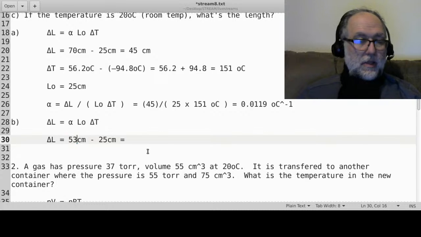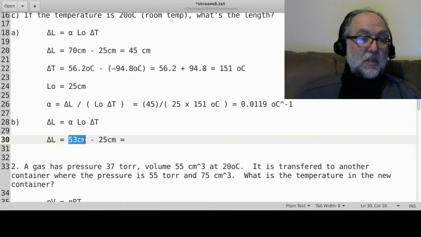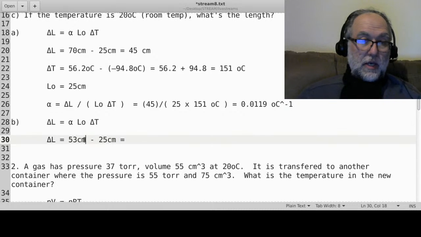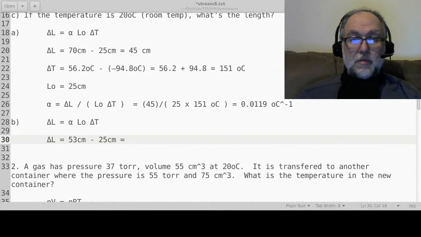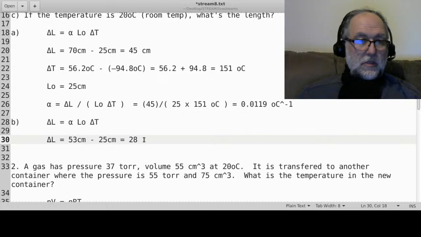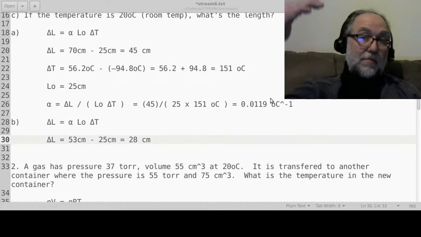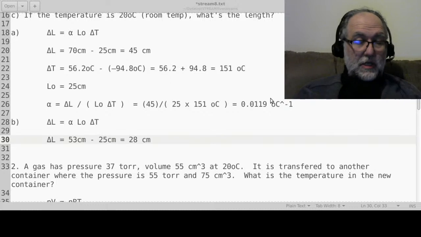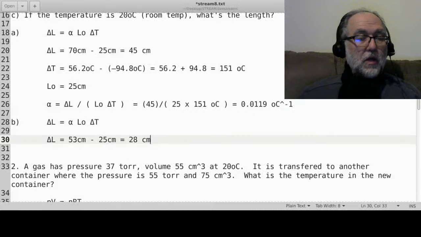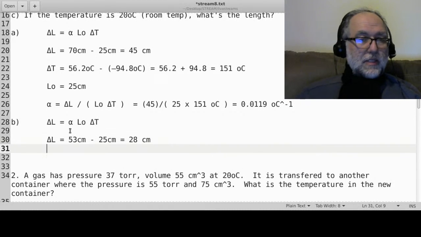So we start at 25, at acetone freezing, and we expand to 53, this unknown temperature. And what's that going to equal? Let me get that. It's 53 minus 25, which is 28. So it grew by 28 centimeters. Now, the fact that it's growing means the temperature is going up. How much did it go up? That's the question. So let's continue.